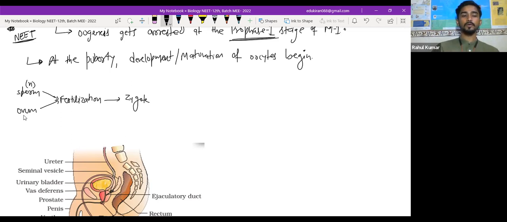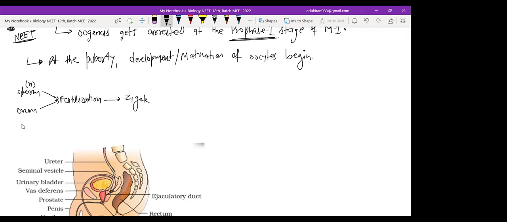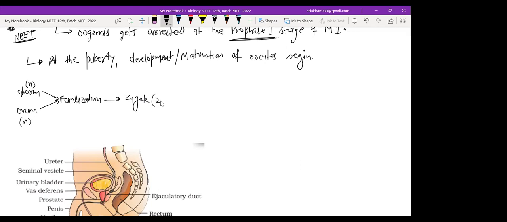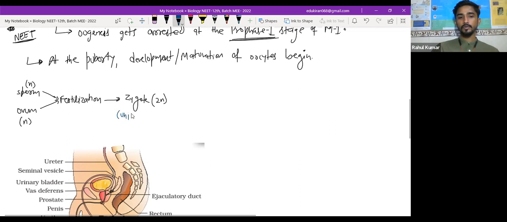A haploid cell. Ovum? Haploid. Both the gametes. Gametes are always haploid. After fertilization, zygote. Zygote is haploid or diploid? Diploid. It is diploid. But it is still unicellular. Yes? Yes. It is a single cell. Sperm and ovum both are also unicellular.